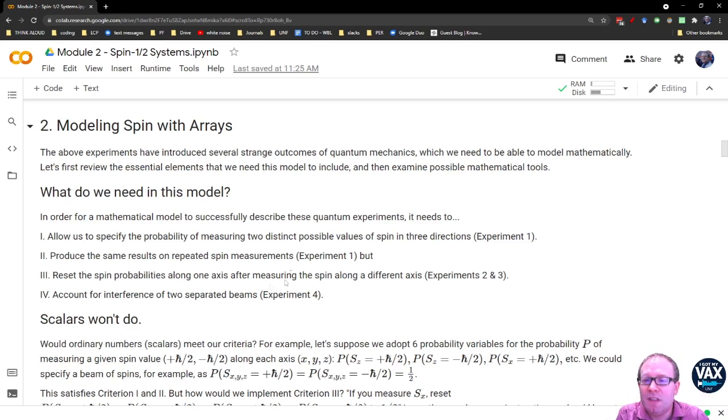We need to be able to produce the same results on repeated spin measurements, meaning if I do z, z, z, I need to get the same results along that. But I also need, if I change up the measurements, if I go z, x, z, to reset the spin probabilities midway through, and I need to account for interference of two separated beams.